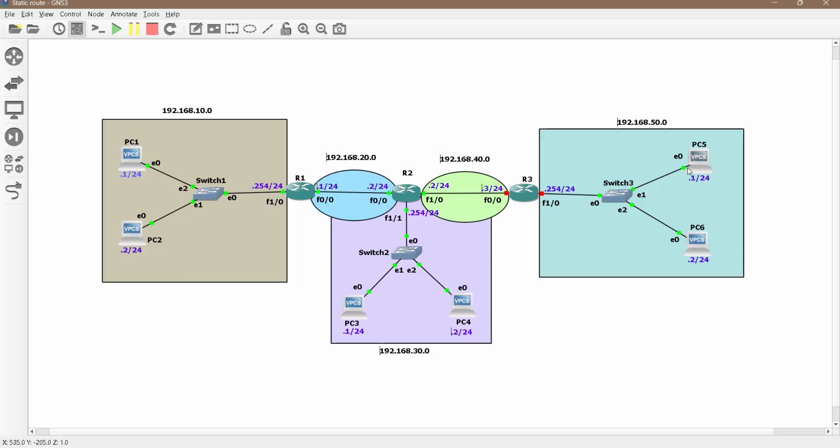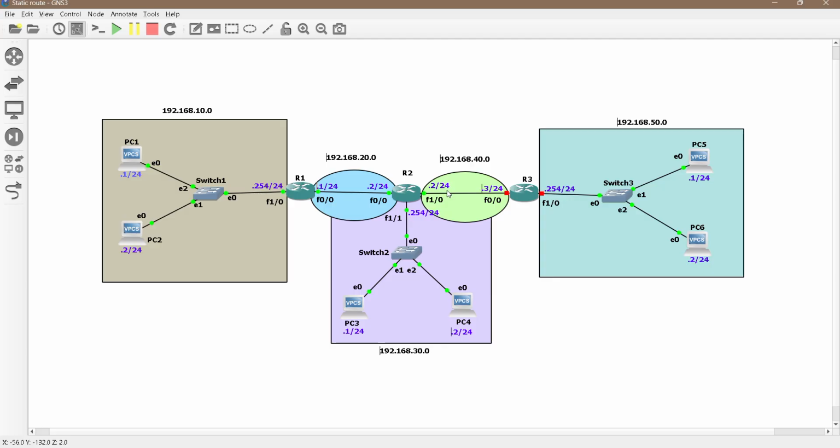And similarly here, if you see, if this particular LAN 192.168.50.0 wants to communicate with this side of the network, the next hop will be 192.168.40.2. So we will configure it by ip route 0.0.0.0 having subnet mask 0.0.0.0, and then the next hop for this is 192.168.40.2. Okay, so this was for our default route.